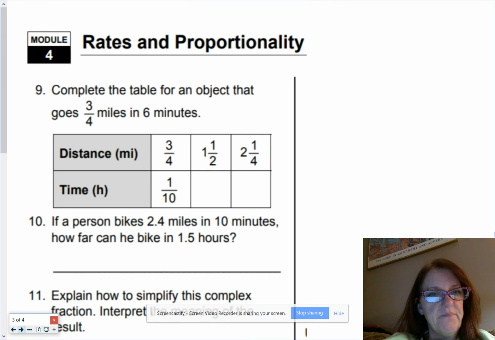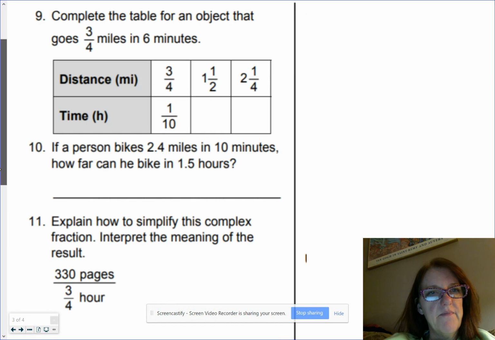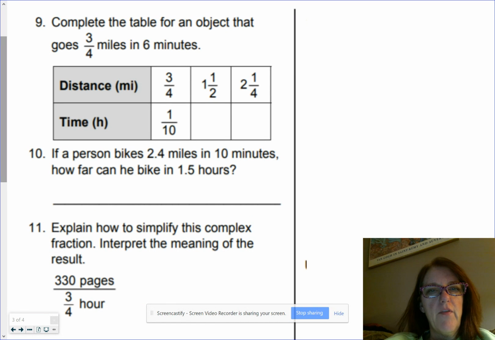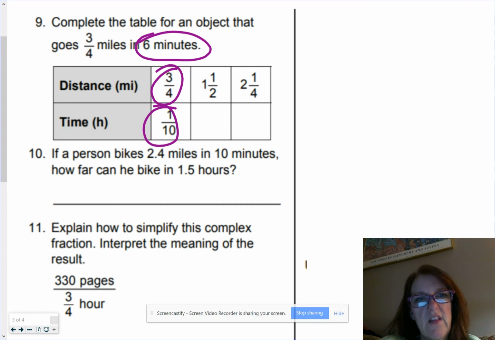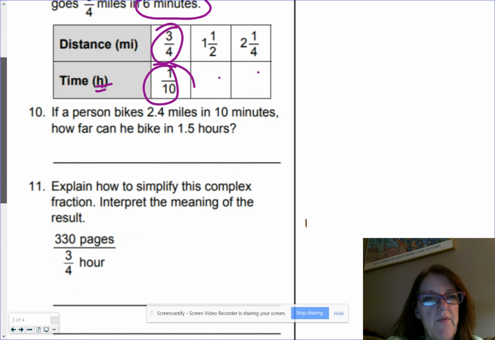Moving on. Okay, once again, notice what they did here. 3/4 of a mile. In here it says 6 minutes. Here it says 1/10 of an hour. Do you see what's happening here with these units? They want hours, so this is telling you I'm going 3/4 of a mile in 1/10 of an hour. Now figure out what these values would have to be. See if you can figure them out.